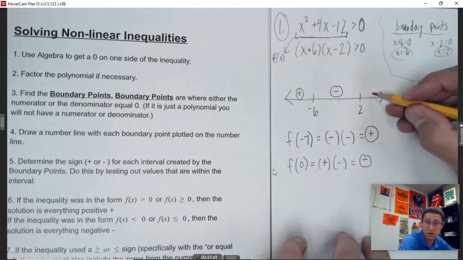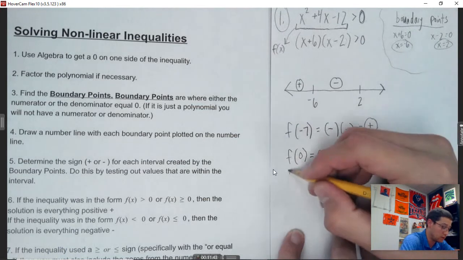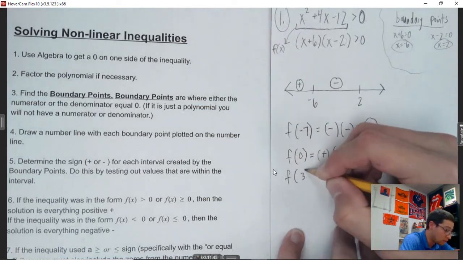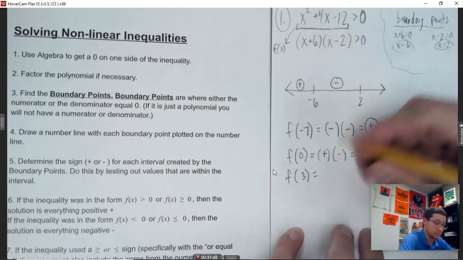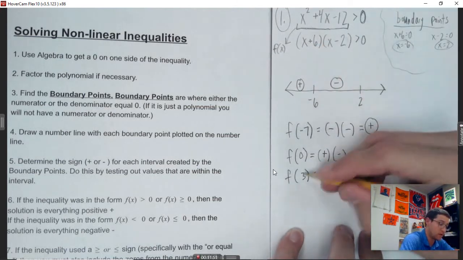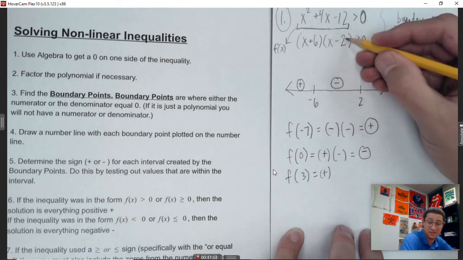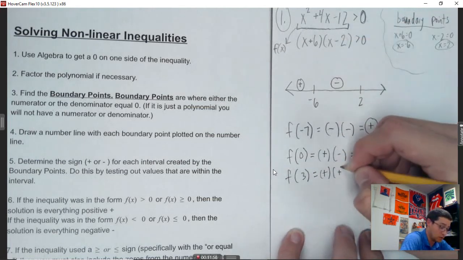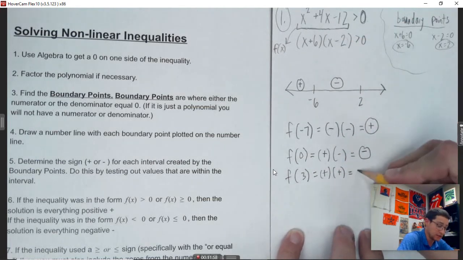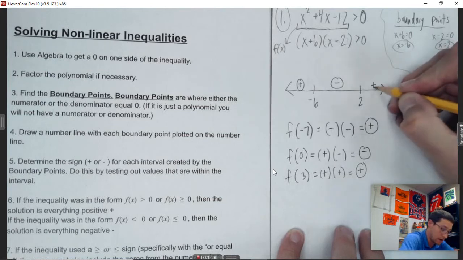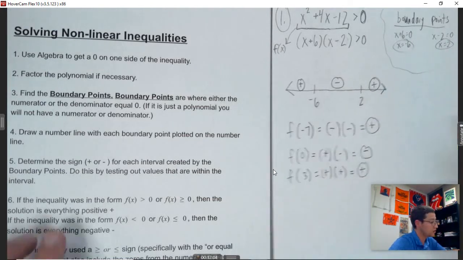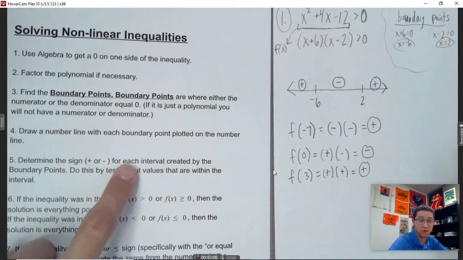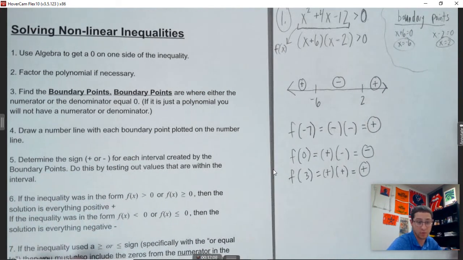And then last one, the 2 and on. So let's keep it simple. Let's do 3. So 3 plus 6, that's a positive. And then 3 minus 2, that's a positive. So we have a positive times a positive. That is going to be a positive right there. So we have now determined the sign for each interval created by the boundary points.